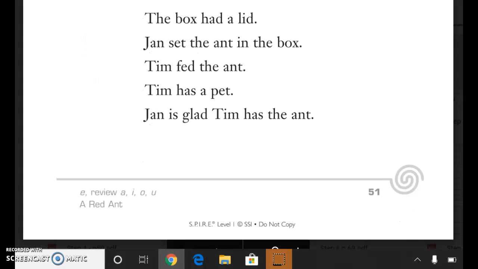Okay, then we have three more sentences to go. Tim fed the ant. Tim has a pet. Jan is glad Tim has the ant. Okay, so what did Tim do with the ant? Yeah, he fed it and he kept it for a pet. Wonderful. Good job, guys.